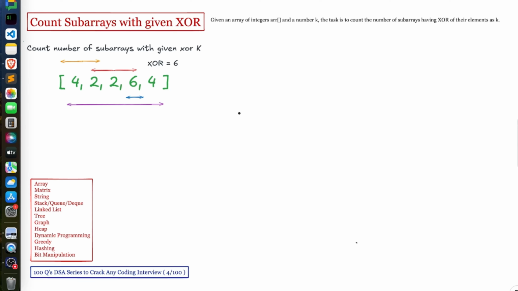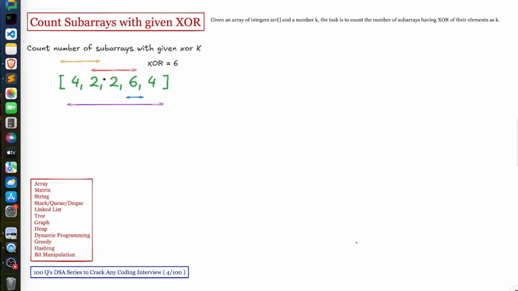So we have started a 100 question DSA series to crack any coding interview, and today we are going to discuss the fourth problem, which is count subarray with given XOR. Now in this problem, you will be given an array of integers that consist of n numbers and one extra integer k, and your task is to find how many subarrays are there such that the XOR of all the elements in the subarray is equal to k.